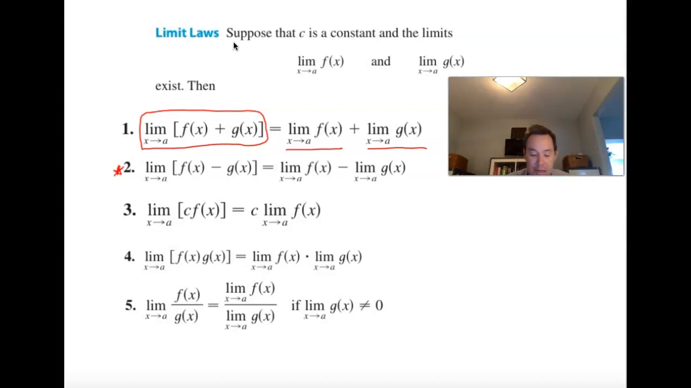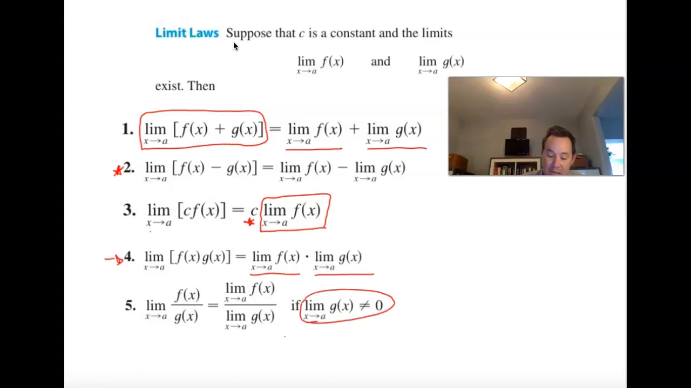When you are multiplying by a constant and you're trying to evaluate the limit of a constant times a function as x approaches a, you can just find the limit as x approaches a of the function and then multiply that by the constant at the end. And the same holds for a product of functions. The limit of a product is equal to the product of the individual limits. Same goes for a quotient, with the caveat that the limit of the denominator cannot be 0, because then we'd be dividing by 0, and that is undefined.